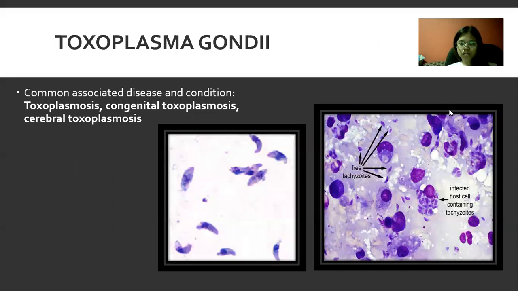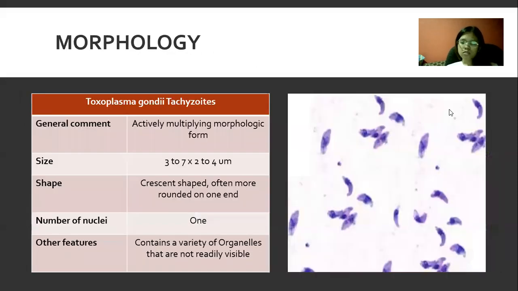So we have the Toxoplasma gondii. So common associated disease and condition, the toxoplasmosis, congenital toxoplasmosis, and the cerebral toxoplasmosis. Yan. So, ating first morphology, we have the tachyzoites. So, they are actively multiplying morphological form of this parasite.